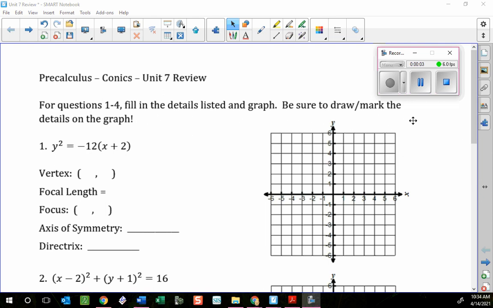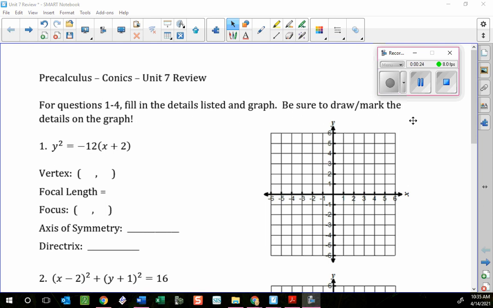Okay, so let's go over these problems here on this review sheet. Basically, you're going to have to know how to identify things on the picture and also how to identify things, pictures and equations and whatnot. So the first part is about knowing about things on the picture.